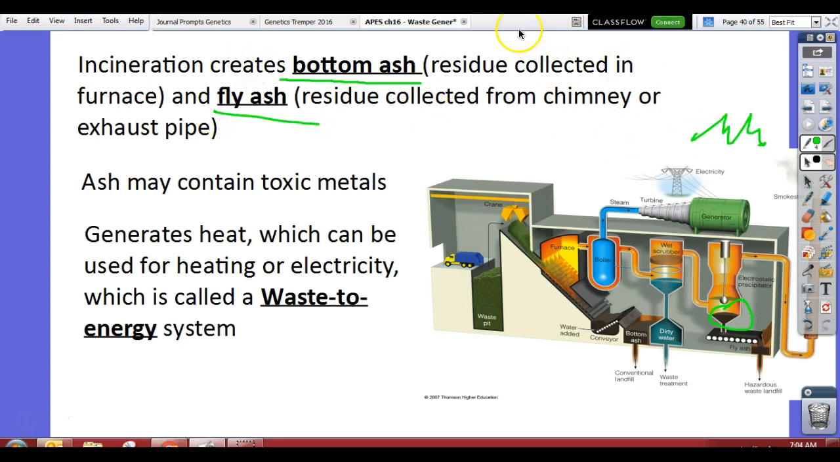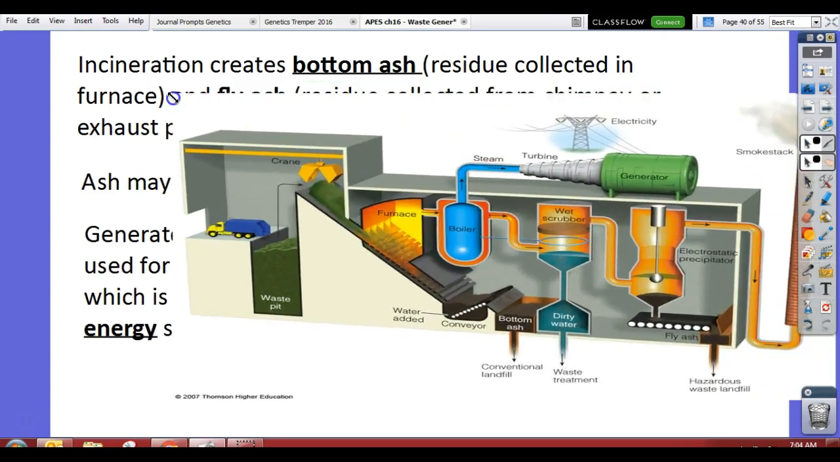And then fly ash. You guys have seen this when you have a fire, right? Some of the ashes go up into the air. That's fly ash. Why? Well, it's flying away from the fire. And a lot of times this is collected in a chimney, but some of it still goes into the air. So if we look at this diagram down here, I will give you more time to write in a minute.